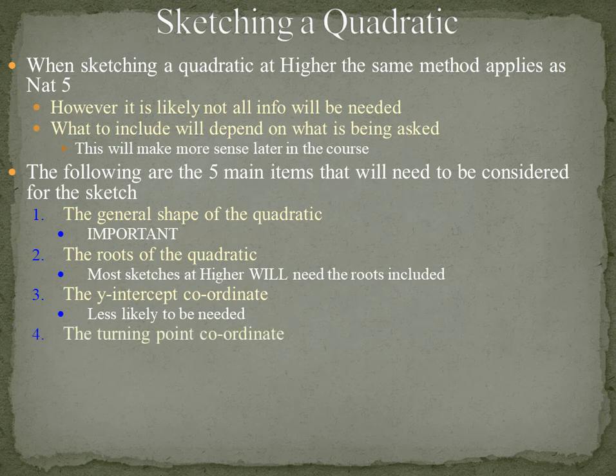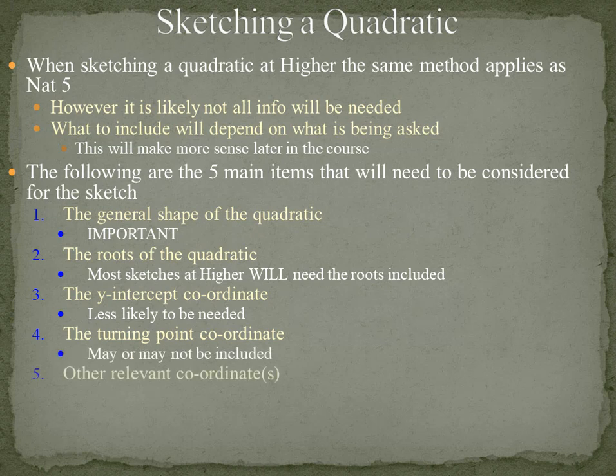The turning point coordinate, this may or may not be included. It's very context relevant, as in what the question is asking you. So sometimes it's needed, sometimes it's not. It's not as important as the general shape, probably less likely than the roots, but still very much a consideration depending on the question.